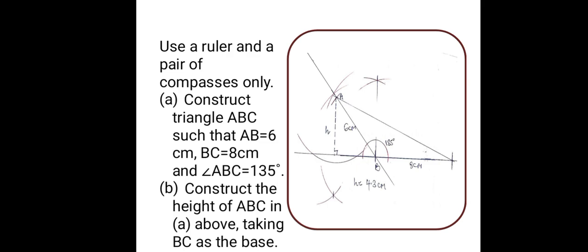Use a ruler and a pair of compasses only. A. Construct triangle ABC such that AB is equal to 6 cm, BC is equal to 8 cm, and angle ABC is equal to 135 degrees. B. Construct the height of ABC in A above, taking BC as the base.